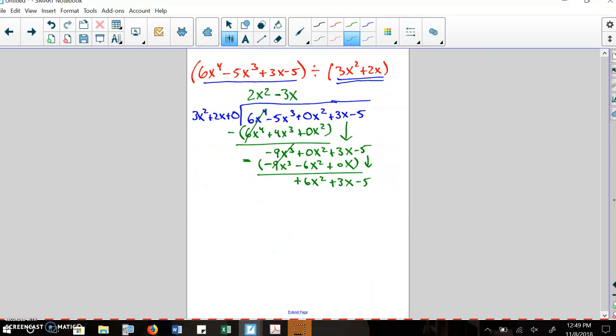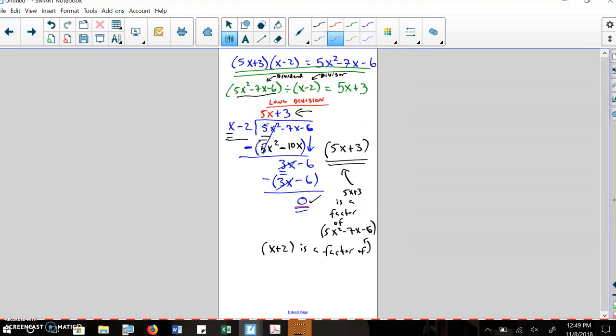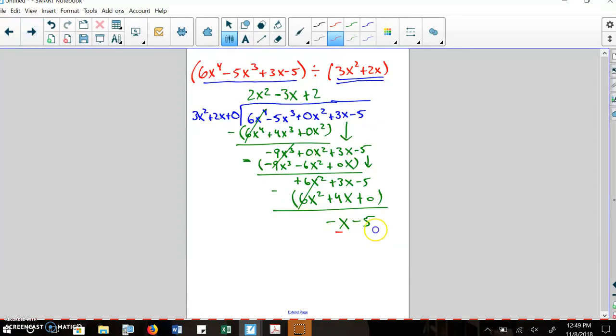Okay, and starting the process one more time, I'll have a plus 2. Okay, 3x squared times 2 gives me 6x squared. Distribute, I've got 6x squared plus 4x plus 0. Subtract all of this, put parentheses. These cancel. 3 minus 4 is a negative x. Negative 5 minus nothing is a negative 5. Once you get to this point where the exponent inside of here is less than the exponent here, you are done. Now this differs from the previous problem because on the last problem we got a remainder of 0. This time we did not get a remainder of 0.